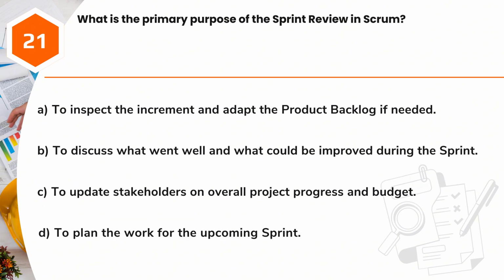Question 21. What is the primary purpose of the sprint review in Scrum? A. To inspect the increment and adapt the product backlog if needed. B. To discuss what went well and what could be improved during the sprint. C. To update stakeholders on overall project progress and budget. D. To plan the work for the upcoming sprint.